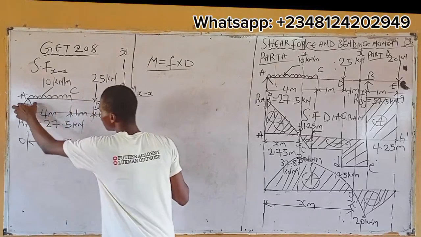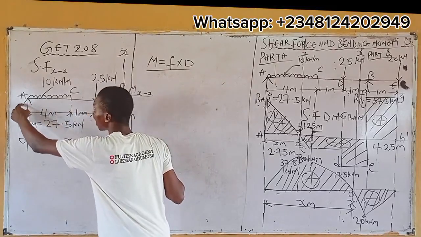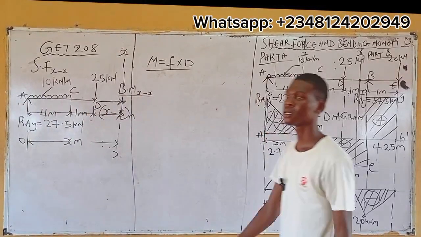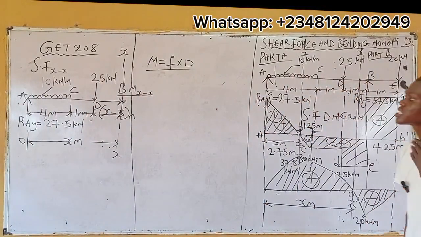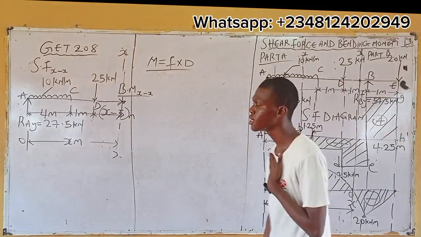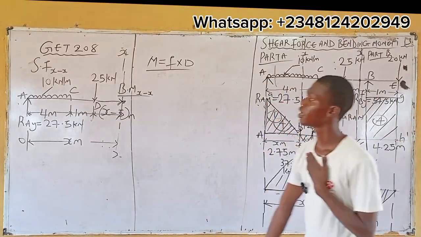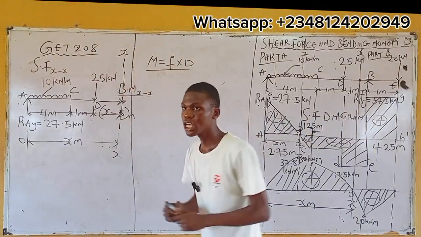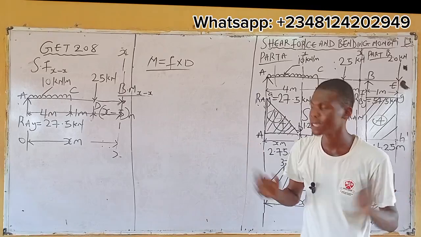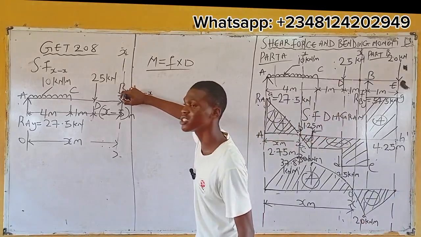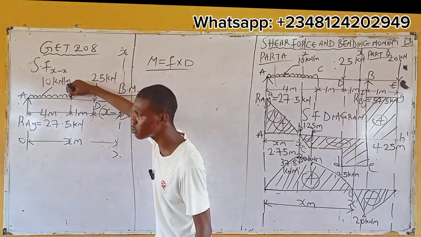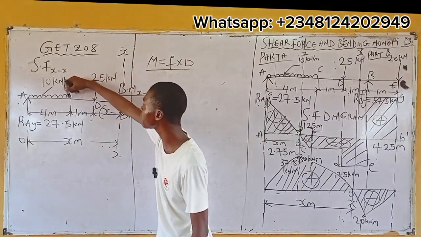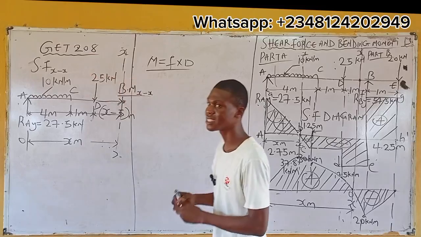Meaning that for this support, I need the force and I also need the distance. Identify what is the force, what is the distance. The force is 27.5. The distance is X meter. I'm taking bending moment about this point. I'm not taking bending moment about that point. Are you getting me? It is two different things. Taking bending moment about this point and that point, they are different.